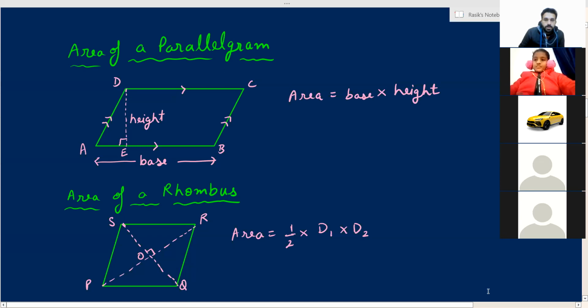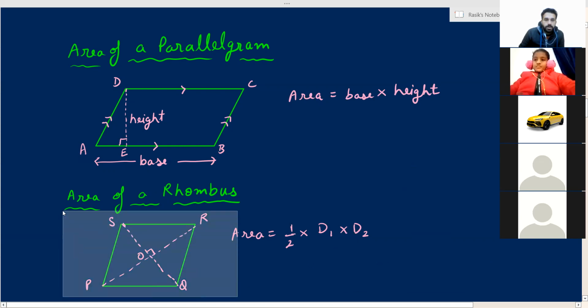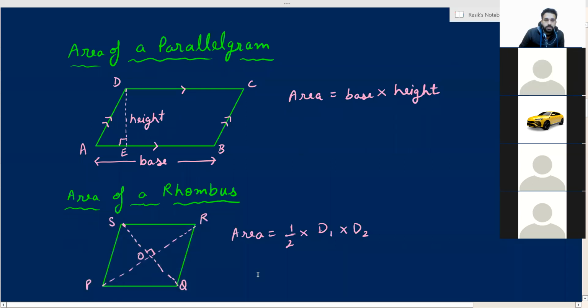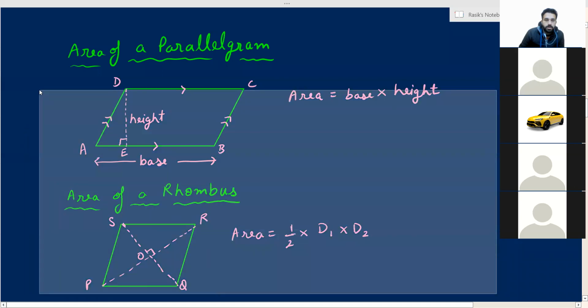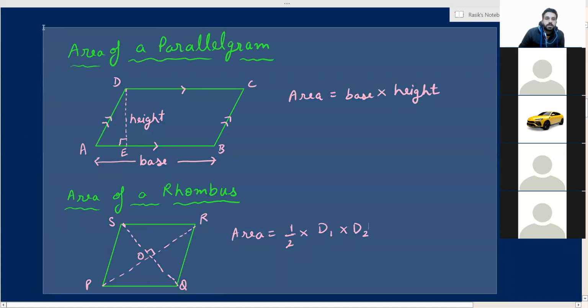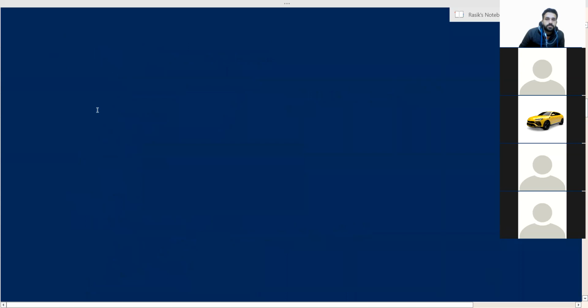Okay, so let's start with the exercise. Have you all written all the formulae and drawn the figures? You have drawn the figures, everyone? Yes, sir. Okay. Let's start with the first question. Can we do it ourselves? Yes, of course.